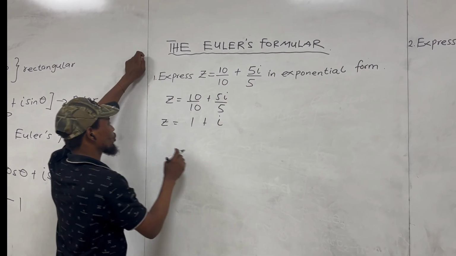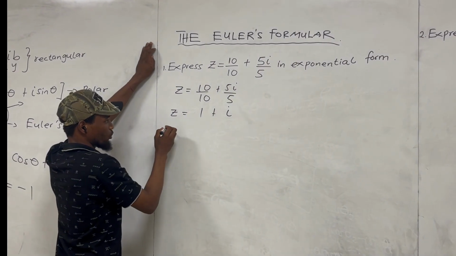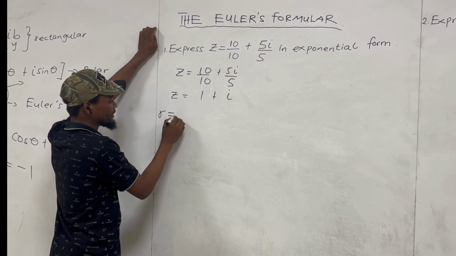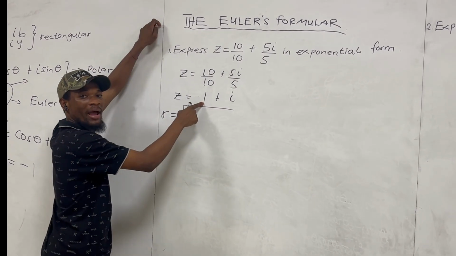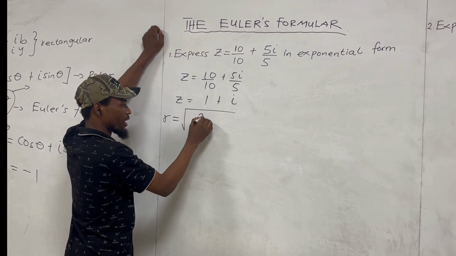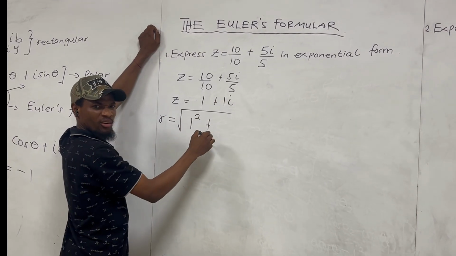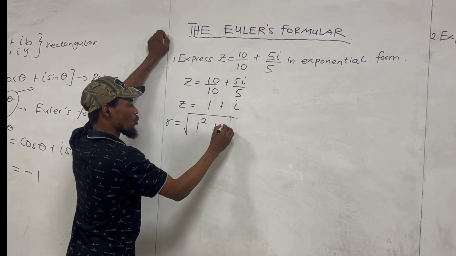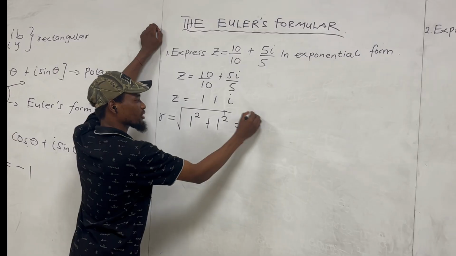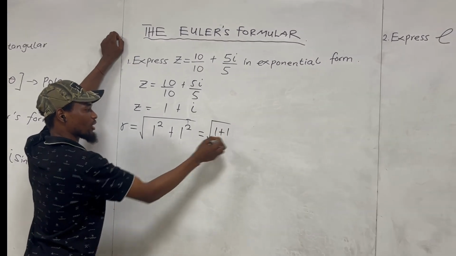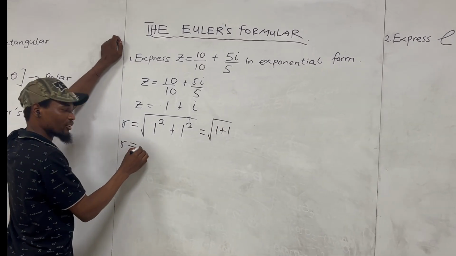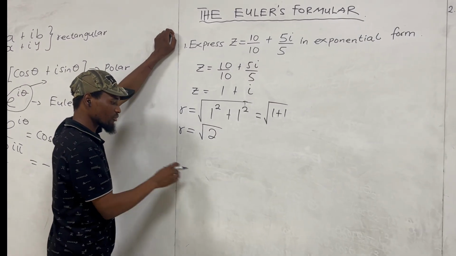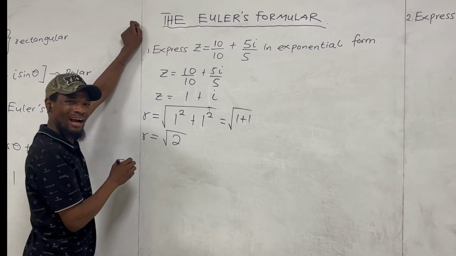Okay, so let's look for the modulus r. The modulus r is given by squaring the real part, 1 squared, plus the imaginary part squared, 1 squared. This is the same as 1 plus 1. So therefore, my modulus r is equal to the square root of 2.